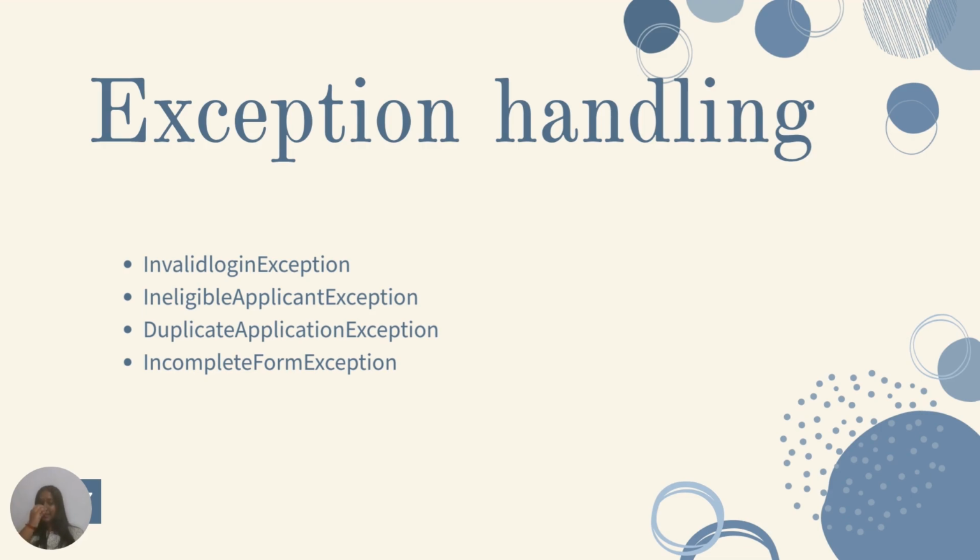Okay, now for exception handling. For example, the invalid login exception is thrown when a user enters the wrong username or password during login. Next, the ineligible applicant exception. For example, when a student's GPA or family income does not meet the scholarship criteria, they become an ineligible applicant, right? So here we have the exception for the ineligible applicant.